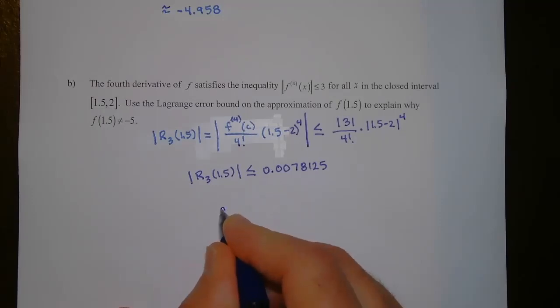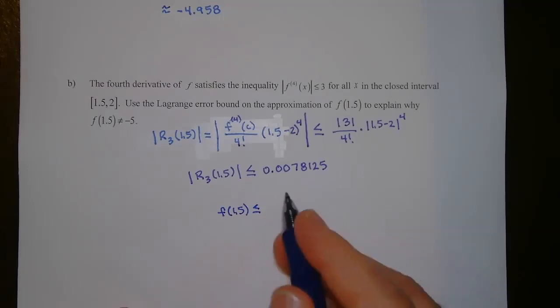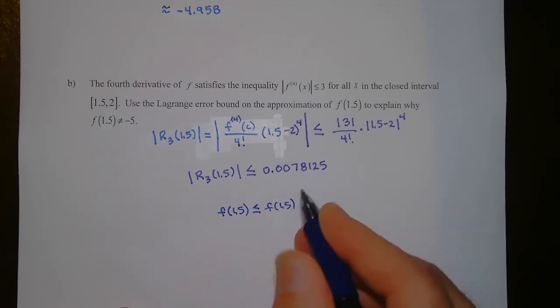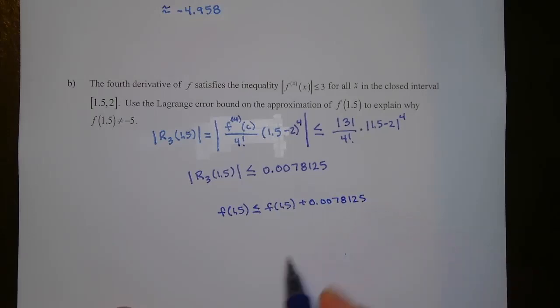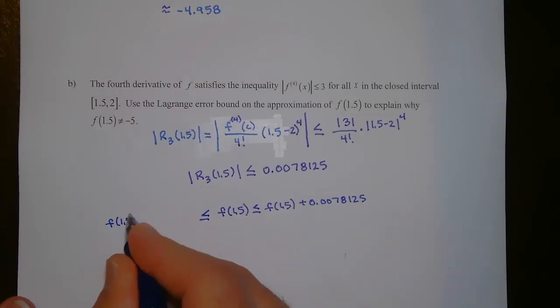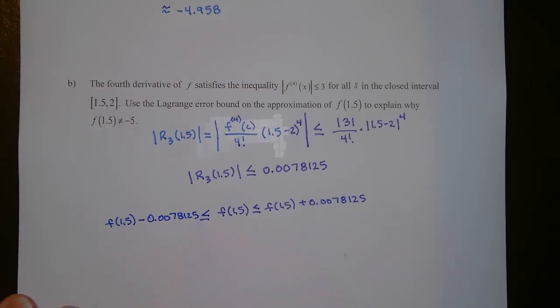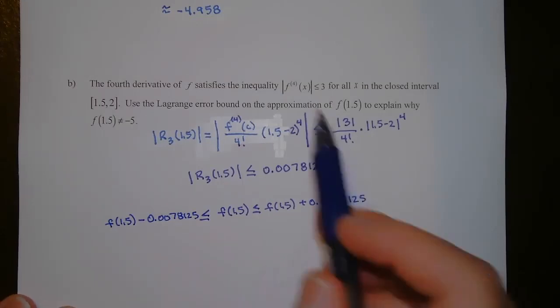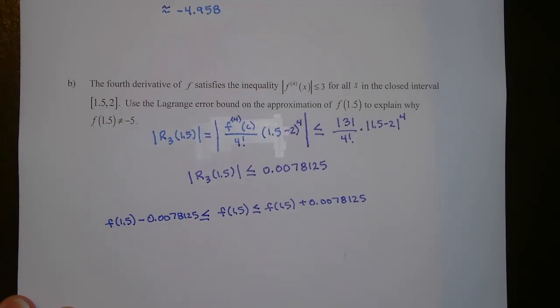So we know that f of 1.5 has to be less than or equal to f of 1.5 plus this error, so plus 0.0078125. But f of 1.5 has to be greater than or equal to f of 1.5 minus our error, so f of 1.5 minus 0.0078125. Now what was f of 1.5? That was that negative 4.958 that you're seeing right here at the top of your screen, and that's still on our calculator. So we're going to go back to our calculator and put the values in here. f of 1.5 will be somewhere in between these two numbers that we get.